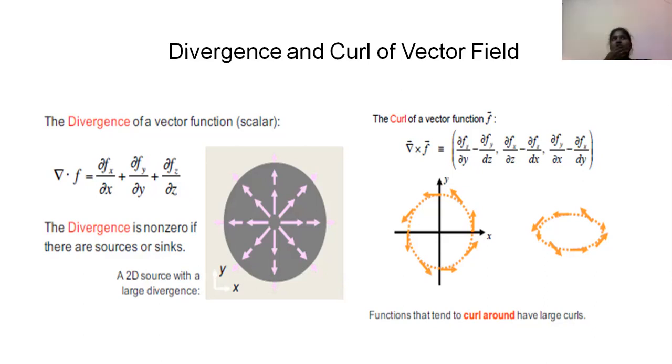For example, to understand this divergence, imagine you are at a pond with some water, and you are dropping some sawdust, a very fine powder, into the pond. If they are diverging, that means you have a positive divergence. And if they are coming together to a point, so everything is coming to the same point, that means you have a negative divergence. So divergence is like this: positive divergence and negative divergence.